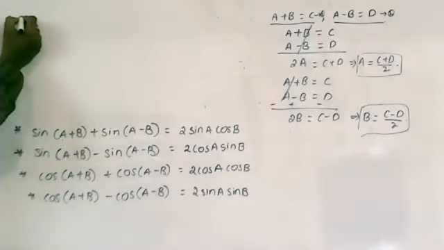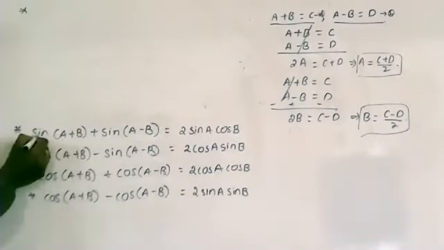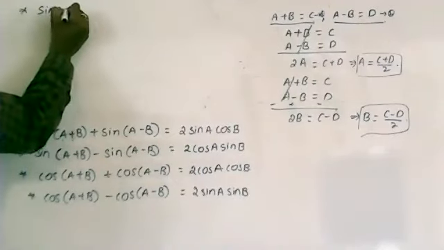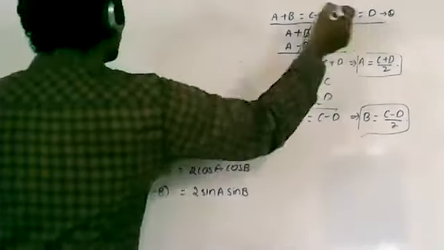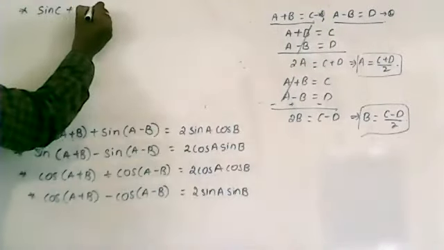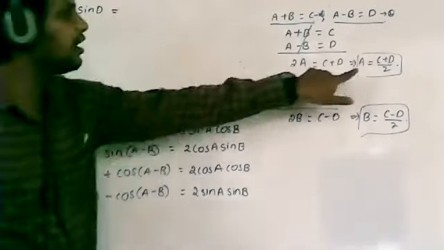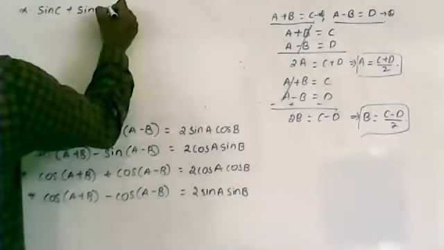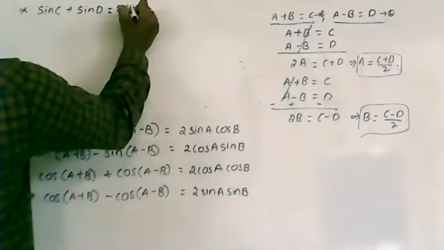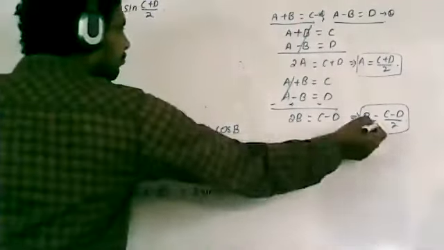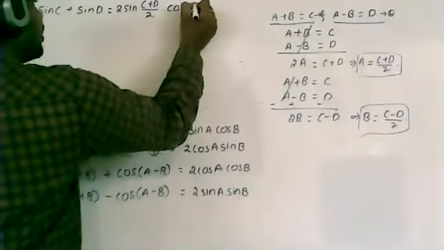See, these four equations will be modified like this. So sin(a+b), in the place of a + b, you can take it as sin c, plus sin(a−b), which you can take as sin d, is equal to 2 sin a, where a is (c + d)/2. That is 2 sin((c + d)/2) into cos b, where b is (c − d)/2.